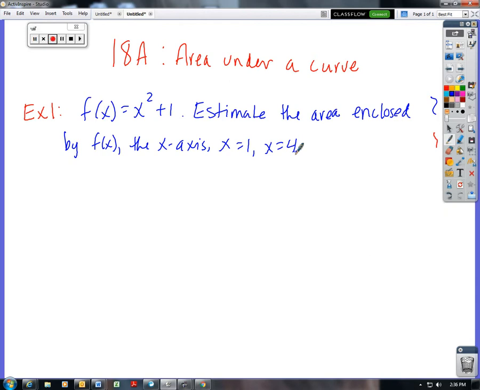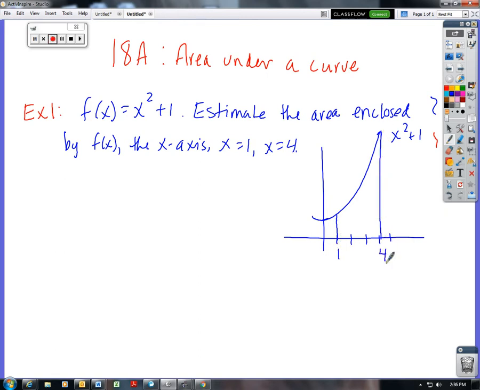So first let's sketch it. Okay, x squared plus 1, so that's going to go up 1 unit. It's a parabola opening up. And I'm not even going to get all that picky with how I graph it. So this is going to be x squared plus 1. And then here's the line x equals 1. Here's the line x equals 4. And we're interested in this area here enclosed by the x-axis and those 3 curves.